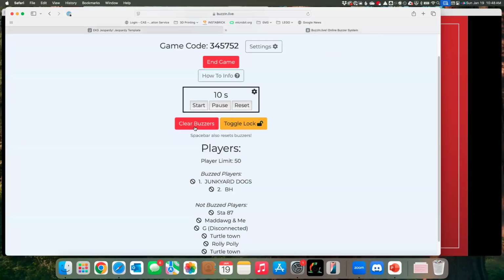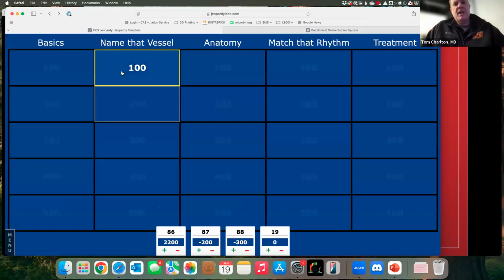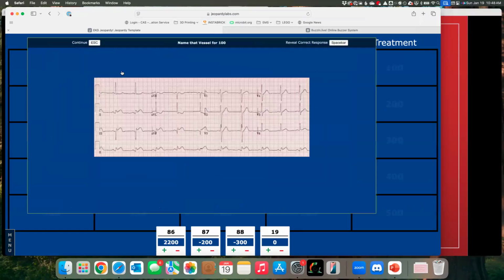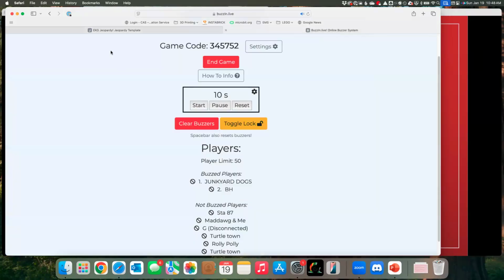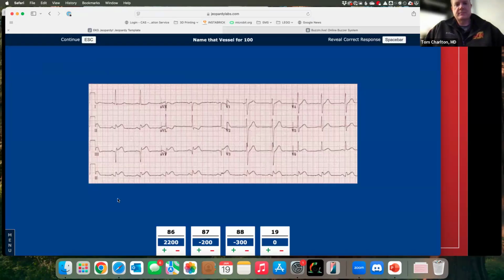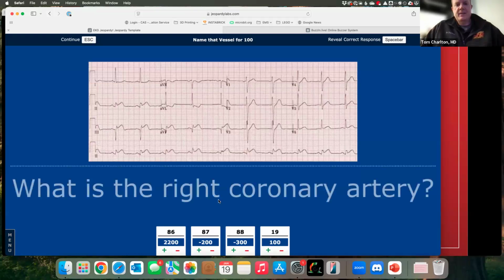Not at all. All right, name that vessel. This is the last chance. Junkyard dogs. What is the right coronary artery? Correct. All right.